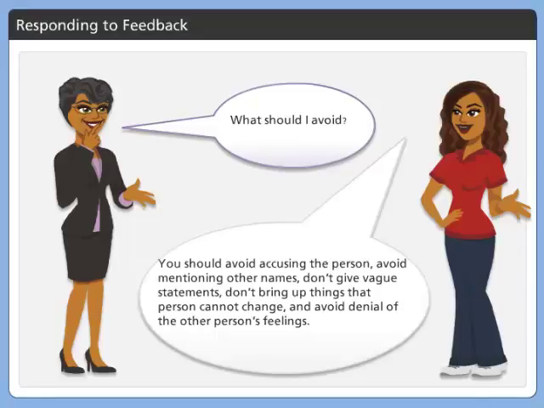What should I avoid? You should avoid accusing the person. Avoid mentioning other names. Don't give vague statements. Don't bring up things that the person cannot change. And avoid denial of the other person's feelings.